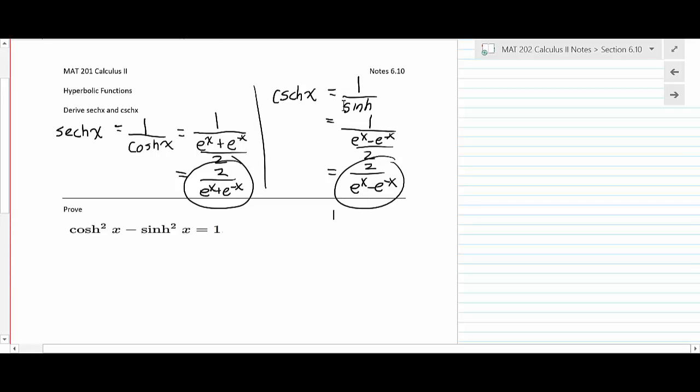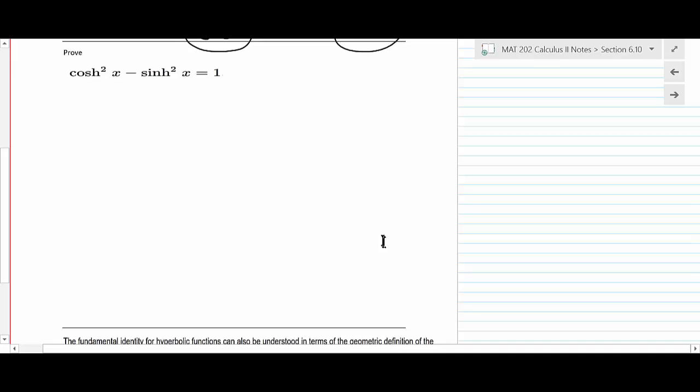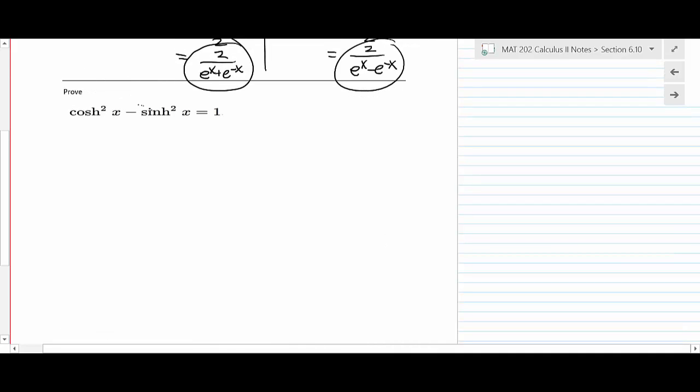So let's finish up, I think, with just this last thing here on this page. This is kind of a big deal in hyperbolic trigonometry. In circular trigonometry, what did you learn? Sine squared x plus cosine squared x equals 1, right? Okay, so let's go through and do a quick little proof on this one here.